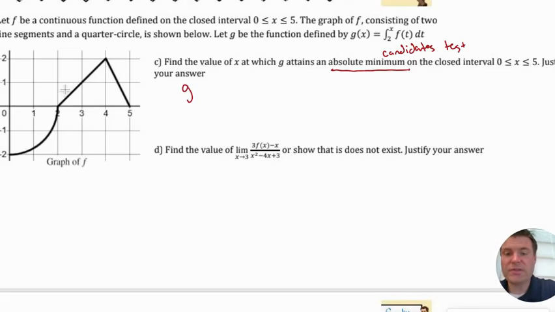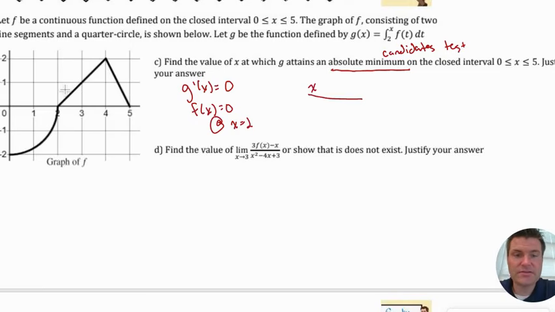So we need to make sure that g prime of x equals 0. If you remember, that's what f of x is. So when does f of x equal 0? That happens at x equals 2. So I have just 3 candidates here for my candidates test. So I just make a little table here.